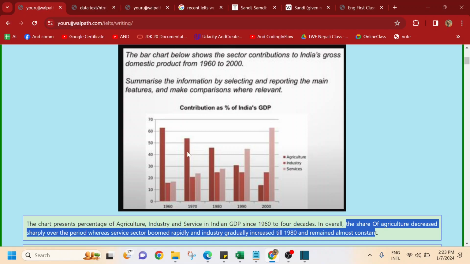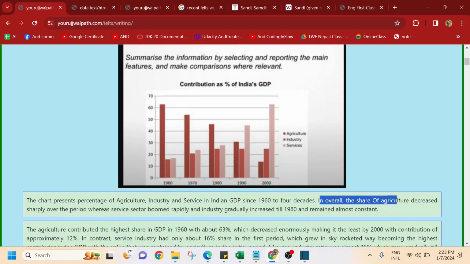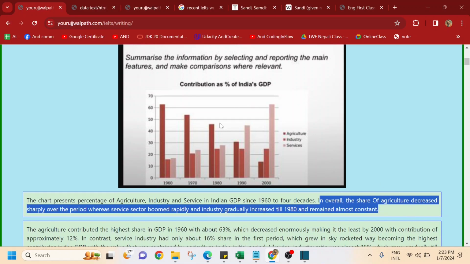In the first sentence, you can keep a comparison of this one and the service, the last one, and for the industry you can keep a separate sentence, which I have done over here. So this is the sample for this one.